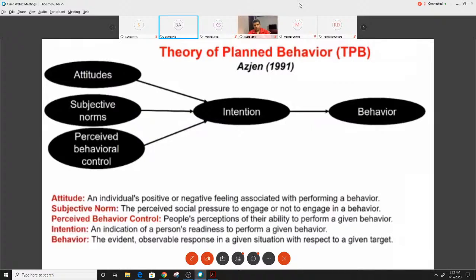Attitude means whether they have a positive or negative feeling. What kind of feeling do they have? That is attitude. Subjective norm is basically social pressure; people make decisions based on social pressure. Perceived behavioral control is their self-efficacy, their belief whether they can use the system or not, whether they are capable or not. These three things will determine their intention of using anything, and that intention will determine their behavior. So I used this framework to explain the use of the computer coaches.